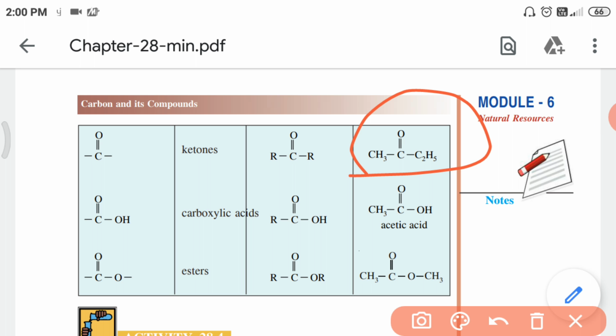Carboxylic acid group: OH is attached to the ketone group, or double bond O is attached to the alcohol group. Esters. These are the main functional groups we use in our daily life.